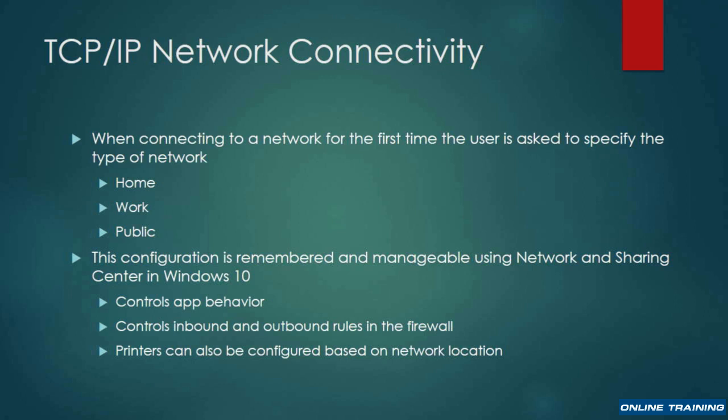And the configuration being remembered, being manageable, is important because it controls the behavior of applications. It controls the inbound and outbound rules in the firewall. Those rules are active for a particular profile. It also can control printers. You can configure printers based on network location. This is called location-aware printing. You simply set a default, and when you set a default, it remembers the network for which that printer was made the default. Okay, so it's pretty simple to do. It's the initial connection that you set. If you do mess it up or you want to change the profile later, you can just go into the Network and Sharing Center and you can modify the profile of the network that you're currently connected to.